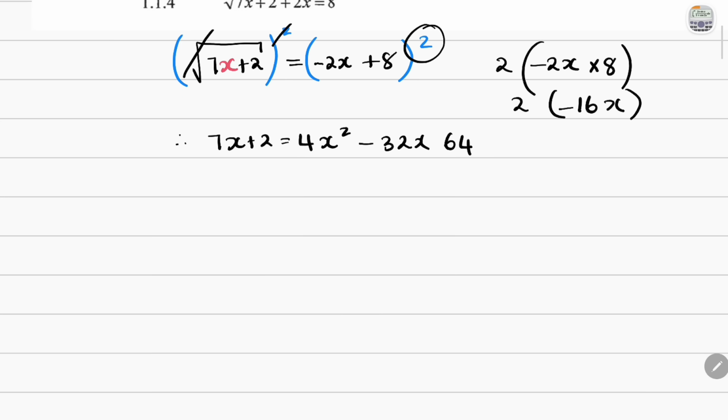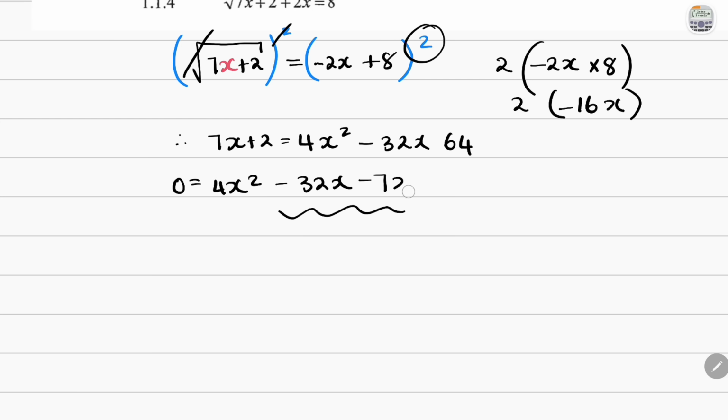Now we need to solve for x. Do you see that this is clearly a quadratic because we have x squared? And since the coefficient of x squared is already positive on this hand side, I will just go ahead and take all of these over to the right hand side. So 0 is equal to 4x squared, then negative 32x, and then the 7x comes over to become negative 7x.